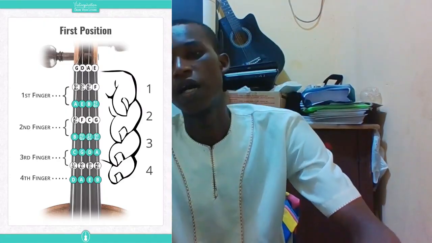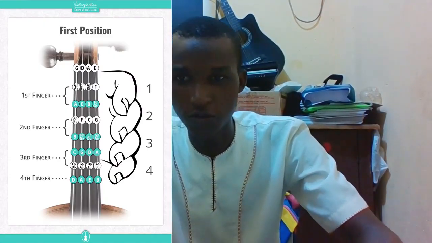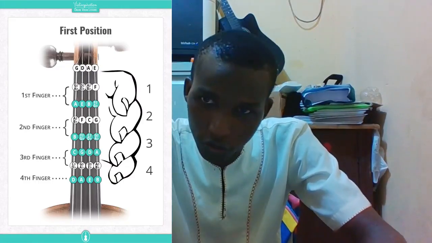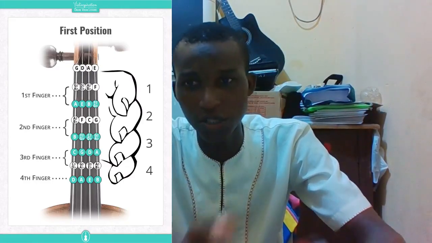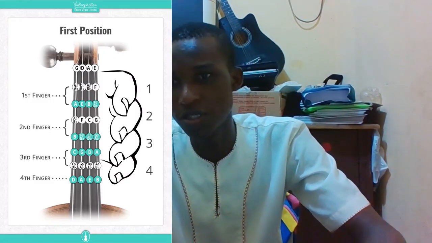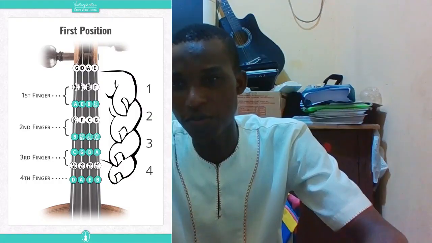So now, between G and A is what? One tone. Between A and B is one tone. Between B and C, semitone. Between C and D, one tone. Between D and E, one tone. Between E and F sharp, one tone. Between F sharp and G, one tone. Semitone. Is that clear? So that is how you get their scales.